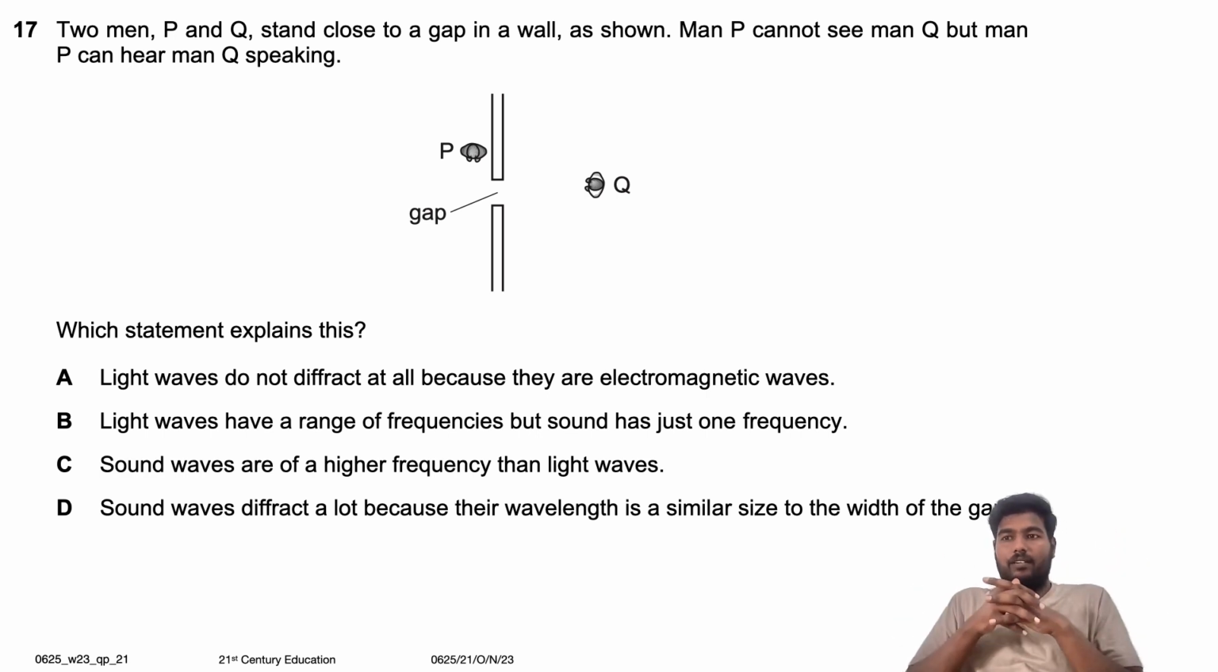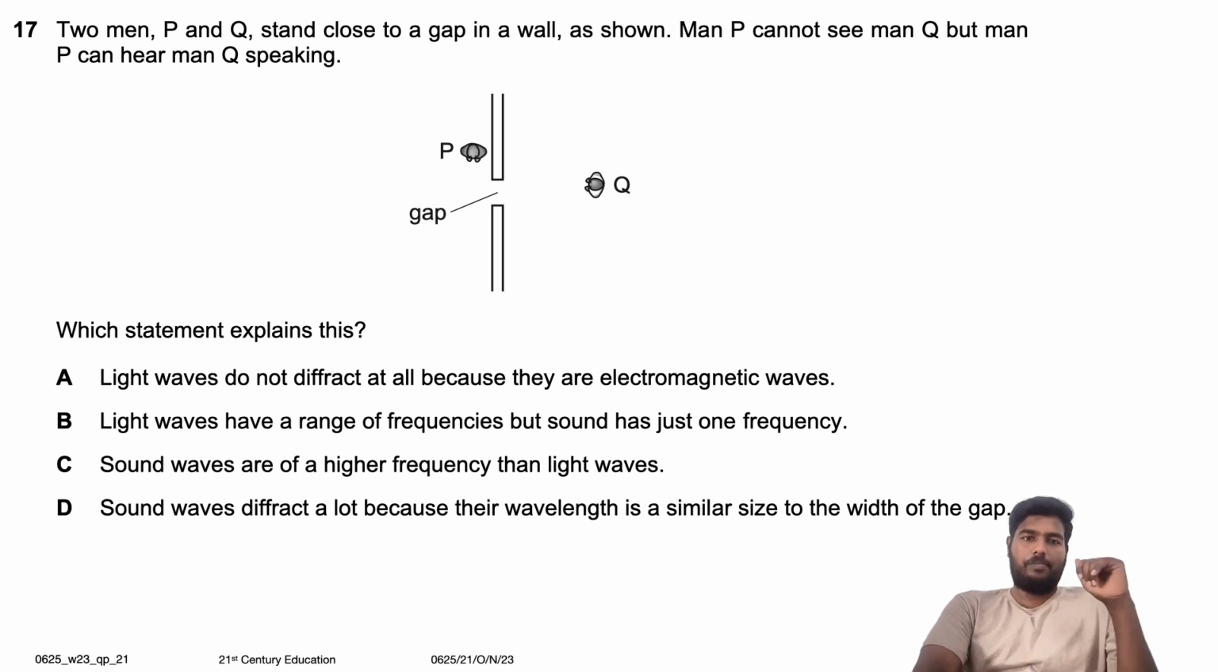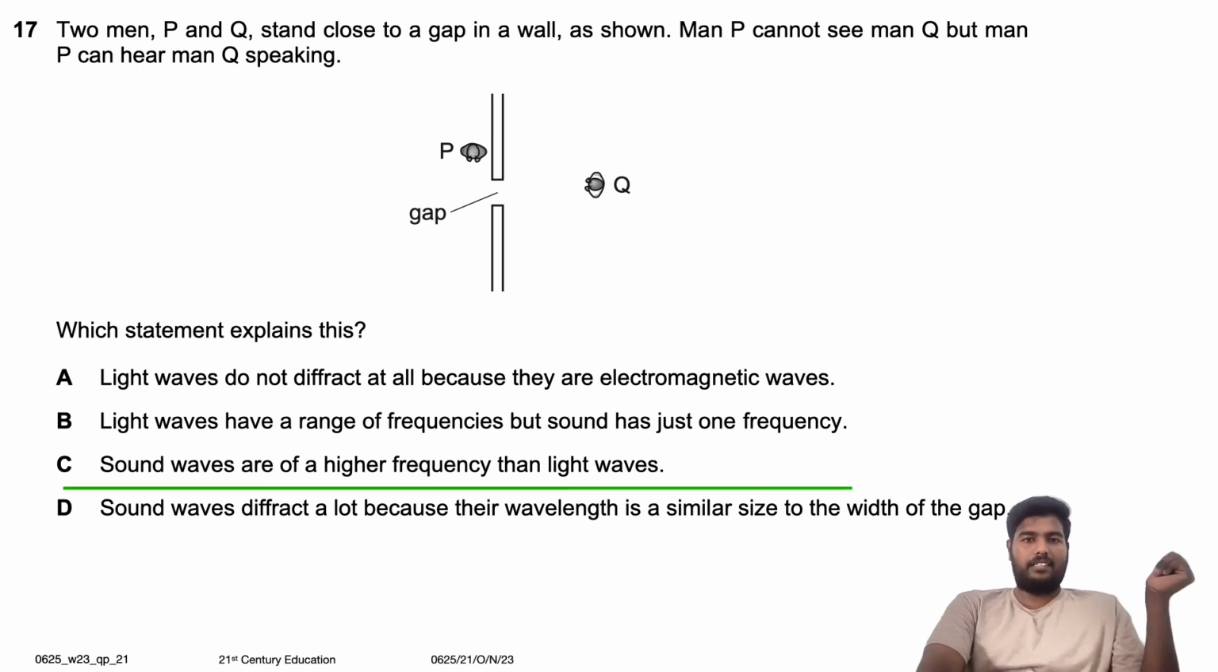Compared to light, you have wavelength in nanometers, angstroms, 10 power minus 9, 10 power minus 10. This is very different, so they differ a lot. So D is the right answer: sound waves diffract a lot because their wavelength is a similar size to the width of the gap. If you look, the width of the gap is almost equal to the person, so it's in meters, and the wavelength of the sound is also the same. P and Q are not in line of sight, so they cannot see each other. If there is a mirror, they can. So D is the right answer.